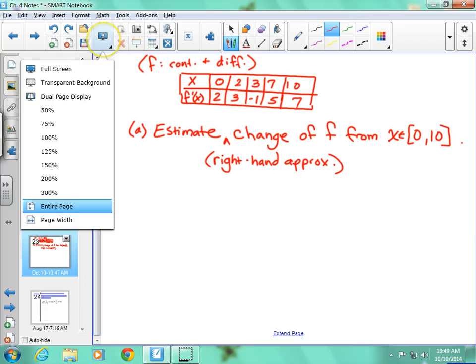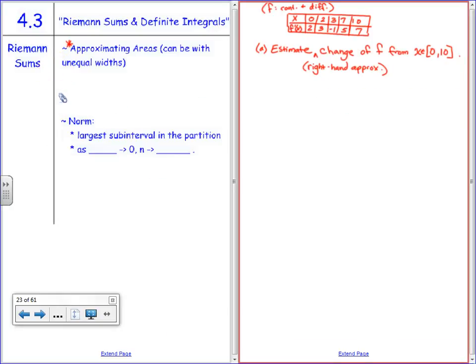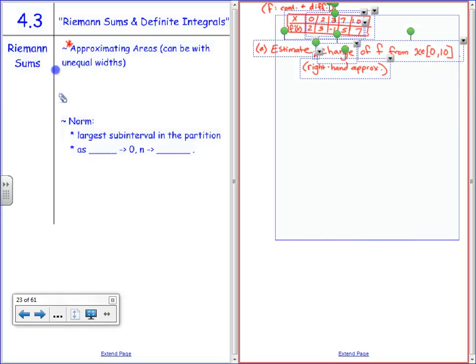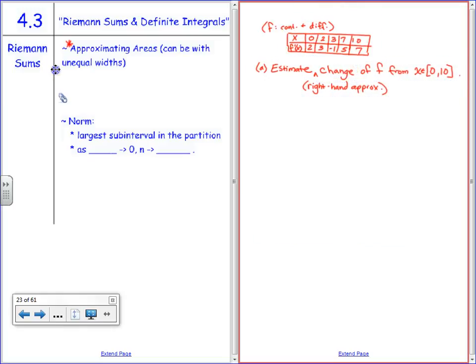Derivative? Or do you mean use the derivative? This is kind of like an example just from the very first little piece. So don't write that yet. Oh, so we're going to go back to that page? Yeah. So this is just going under approximating areas can be with unequal widths.